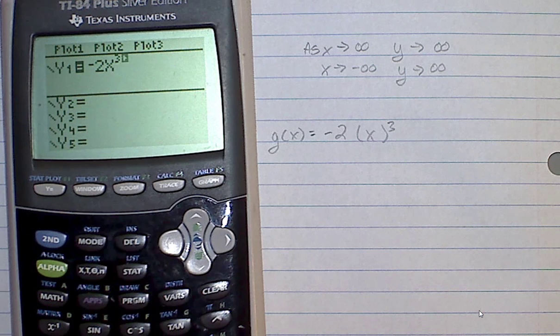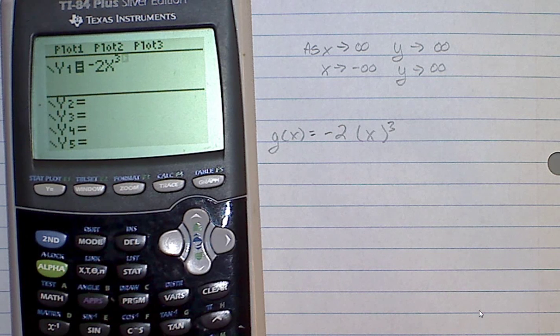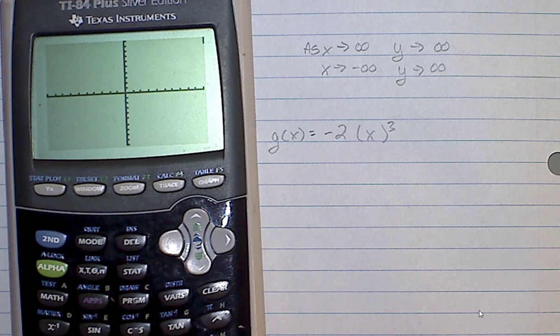Okay. Now to graph it, I just used it, so I don't have to do zoom 6, but you can if you want to. To graph it, I'm just going to push the graph button, and then that's the function that comes through.